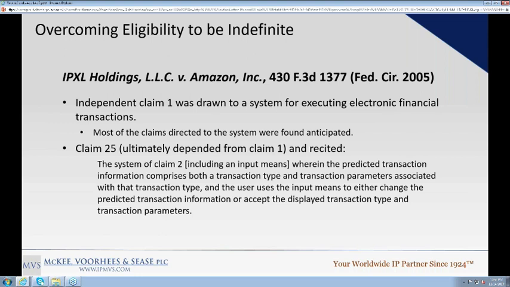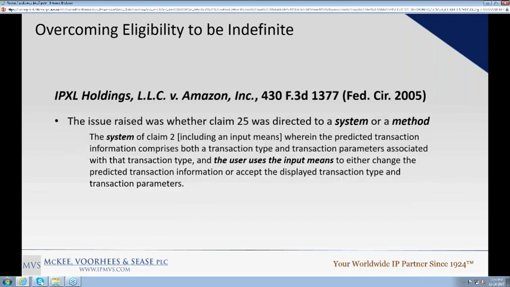But you can see here, the system of Claim 2, wherein the predicted transaction information comprises both the transaction type and the transaction parameters associated with that transaction type. And then here's the critical language. And the user uses the input means to either change the predicted transaction information or accept. So right there you have some sort of method claiming going on. Maybe it's permissible functional language, but in this case, the court held it was a method.